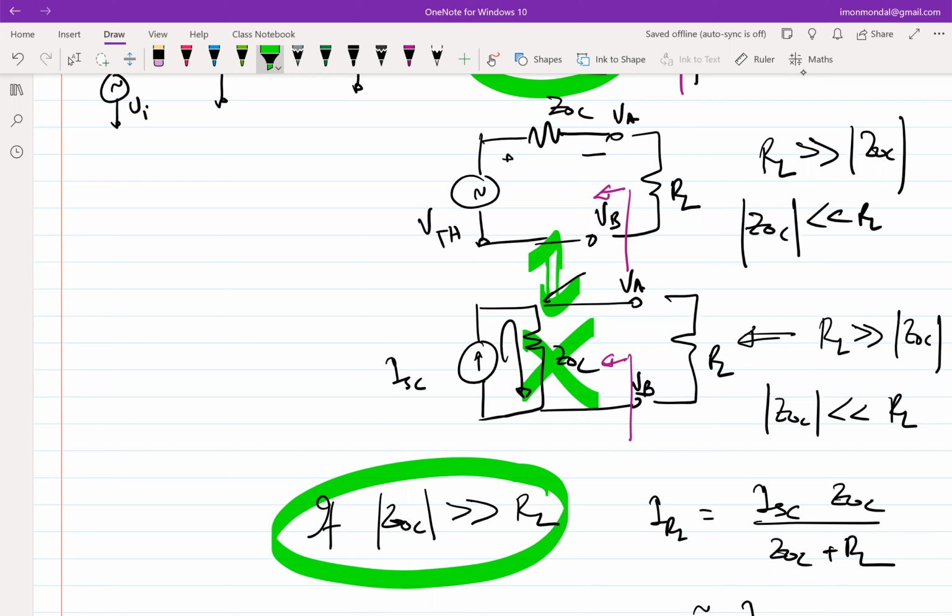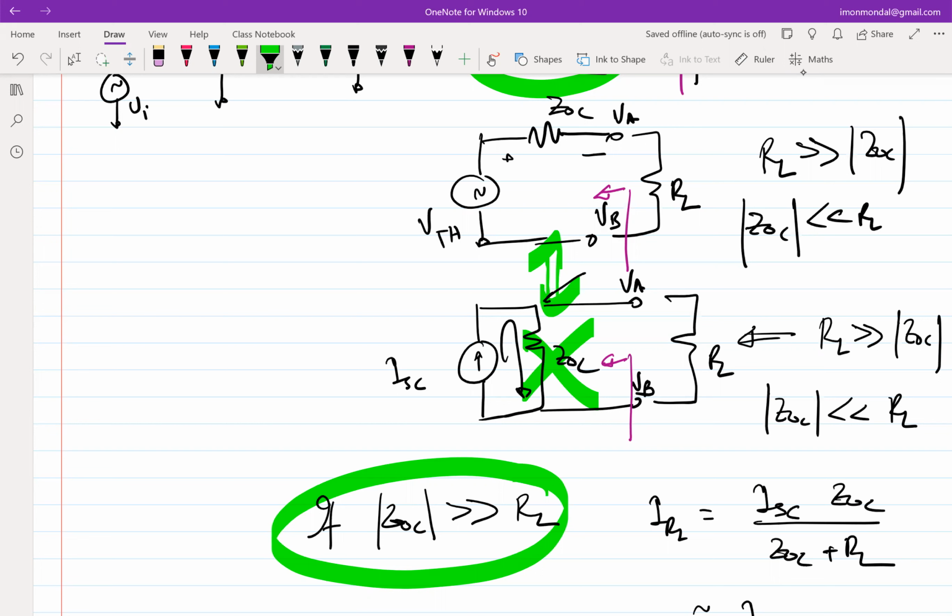Why? Because the current will go. RL is higher. So the current VTH will be. Yeah, exactly, right? So the output voltage will not change. If ZOC is much less than RL, the output voltage will not change even if I change RL. So that's again a good voltage source.